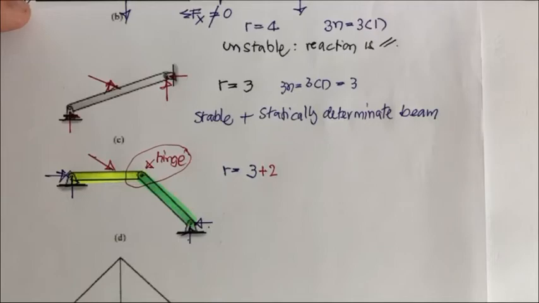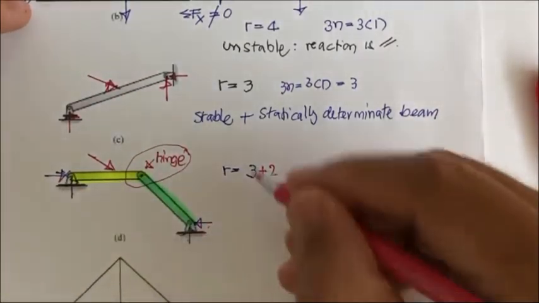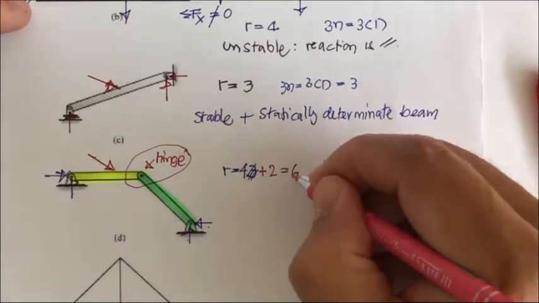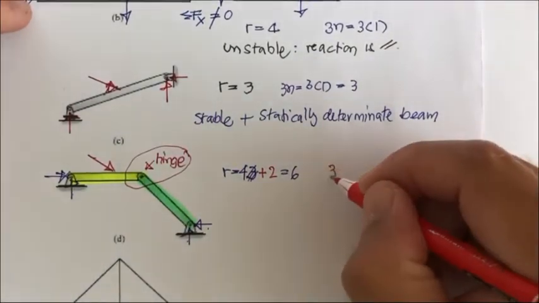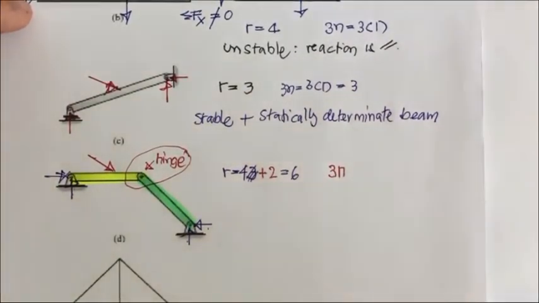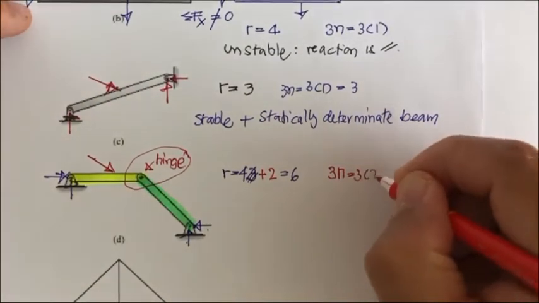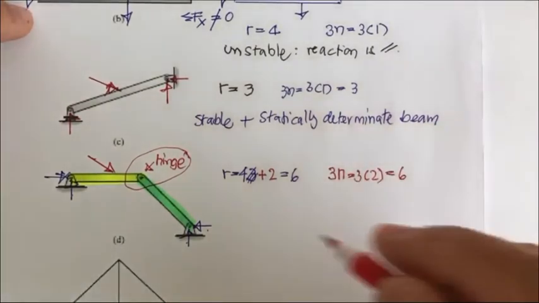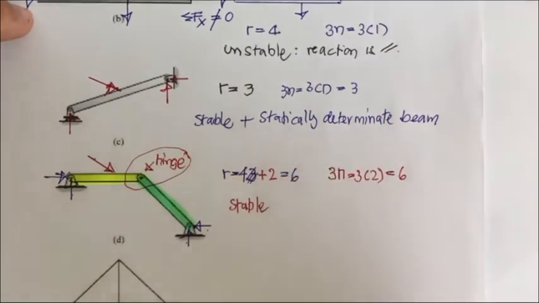Sorry, 4 plus 2, not 3. 1, 2, 3, 4. This is going to be 4 plus 2. The total is going to be 6. And we have 3 equations for one free body diagram. Since we have 2 free body diagrams, the number of equations is going to be 6. So this frame is going to be stable.